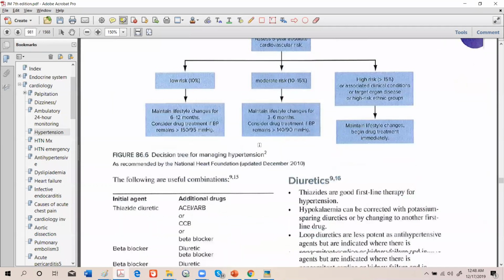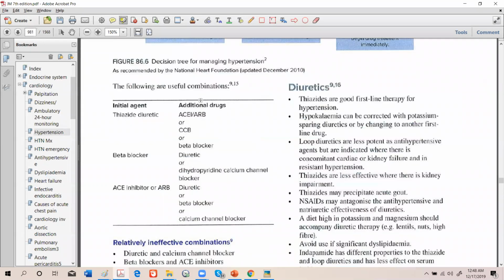Now here are a few weird things given. Following combination useful, okay, you can check. Yes, often we saw this combination used. But remember one thing: if you use thiazide, if you use ACE inhibitor, if you use an NSAID, that can be a deadly combination. So never use thiazide, ACE inhibitor and NSAIDs all together. Kidney will have a bigger problem.